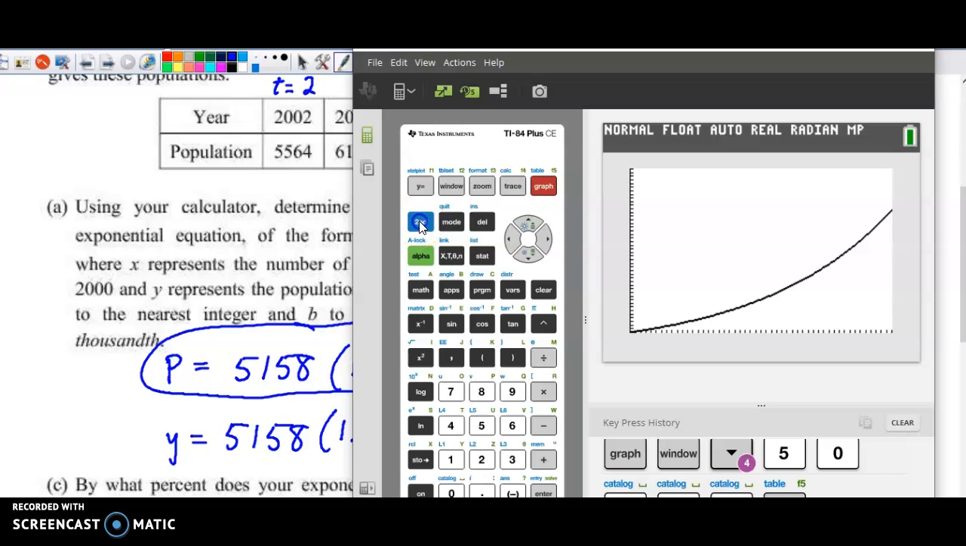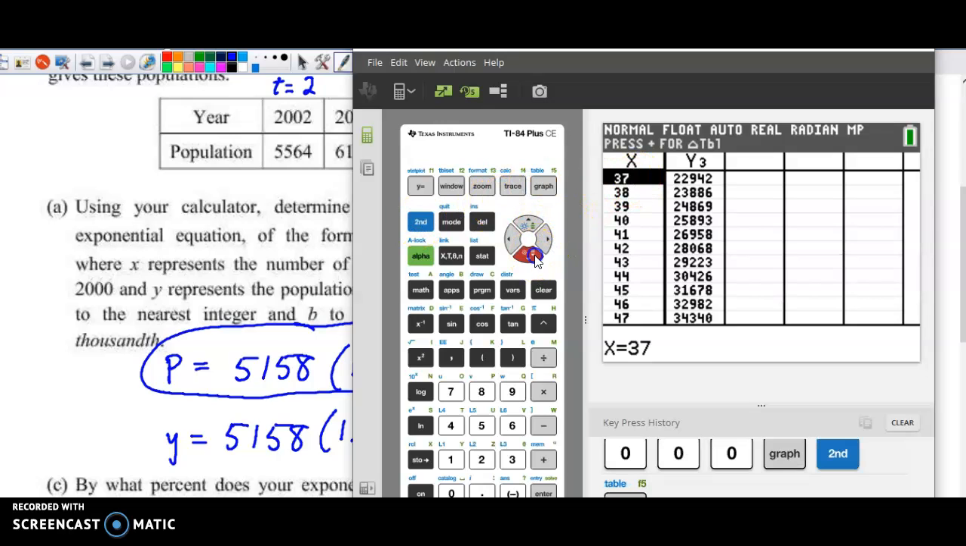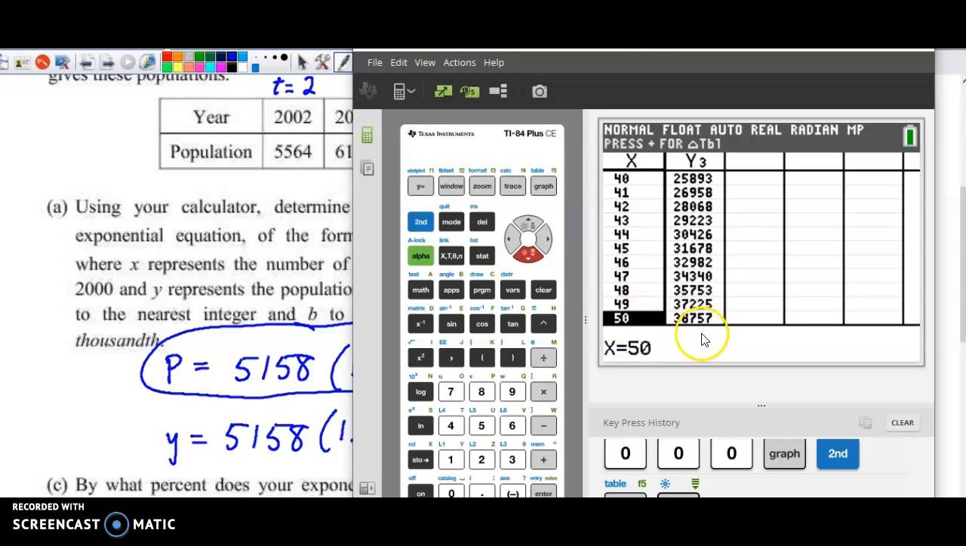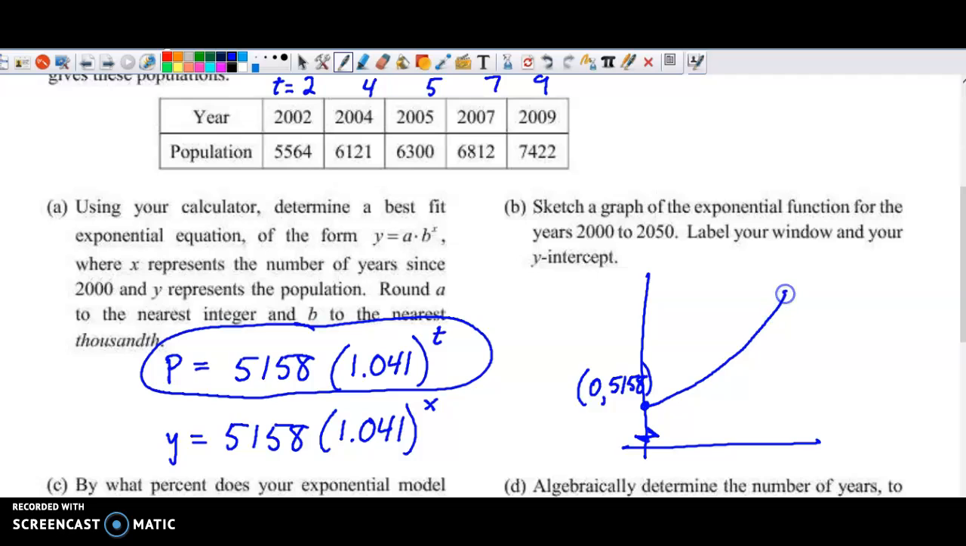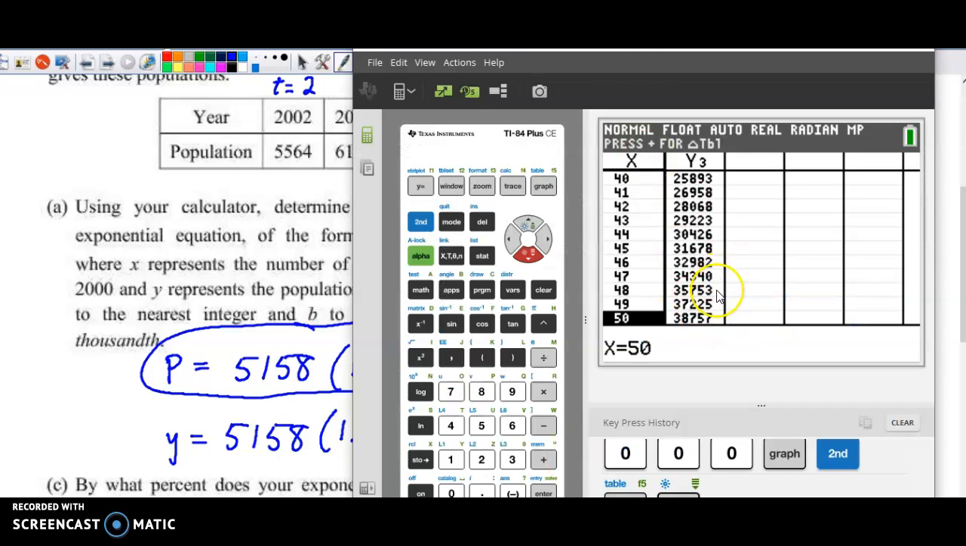You could get a better estimate if you hit second graph and you look at the table to see that the highest y value goes up to 39,000, give or take. So if you use your table, we know that when t is 0, I'm going to put a break in the graph. You might see that we're going from 0, 5,158, and using my table over here at year 50, I already forgot what the number was. It went up to 38,757.